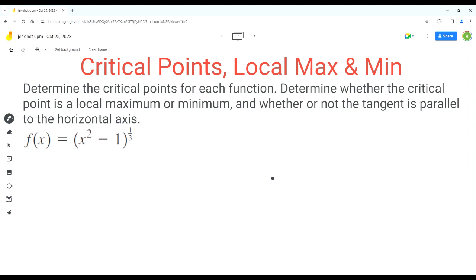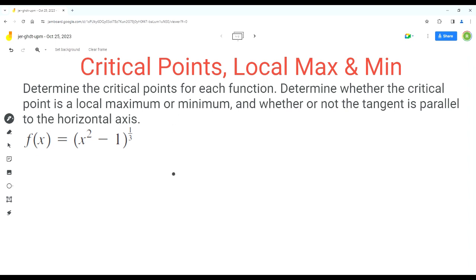So in this video, we'll solve this problem using the concepts of derivatives. As per the problem, determine the critical points for each function. Determine whether the critical point is a local maximum or minimum and whether or not the tangent is parallel to the horizontal axis. So let's start with the first part, critical points.